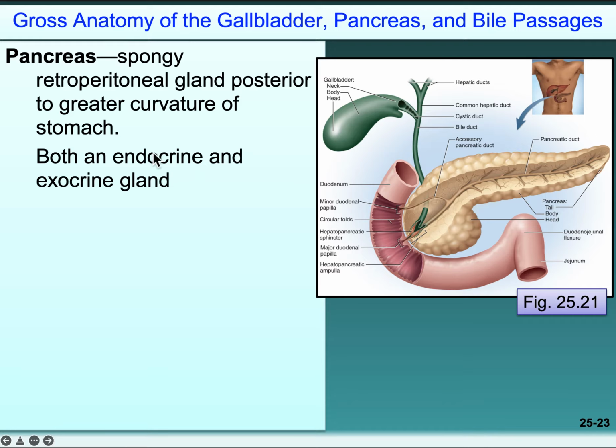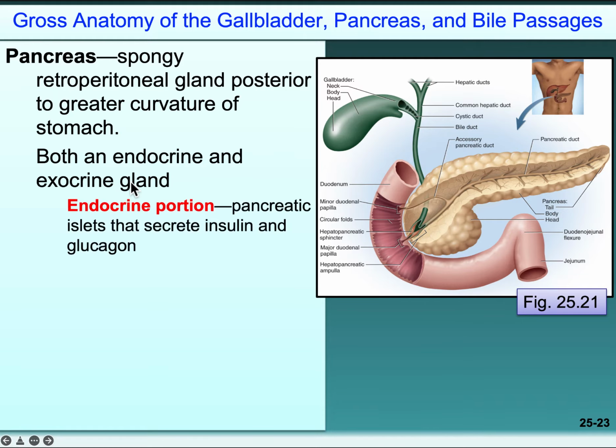The endocrine portion of the pancreas is helping to regulate blood sugar levels. They're releasing hormones that are helping to regulate blood sugar levels, and we'll talk about that when we get to the endocrine system at the end of the semester. The exocrine part is much more involved with digestion. Okay. So here's the endocrine part that I just talked about.